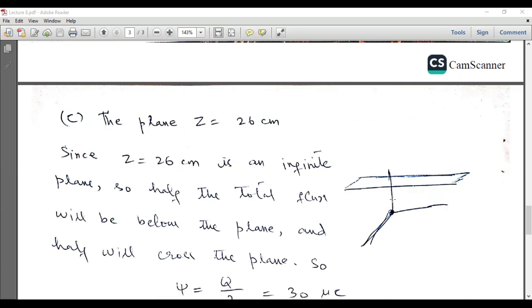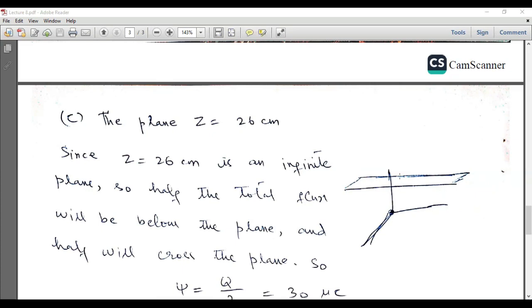So the part which is moving in the positive z direction will actually be the part which will be passing through this infinite plane, and the rest of the negative charge will never cross this plane, right? So the flux in the negative z direction will never cross this plane or this surface, but the flux which is in the positive z direction or in the upward direction will eventually cross this infinite plane, right?